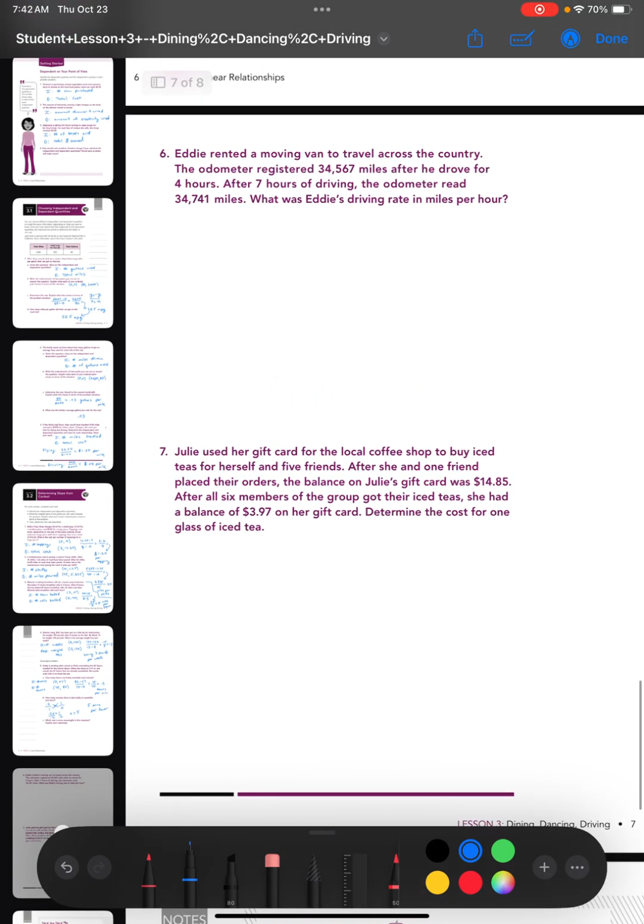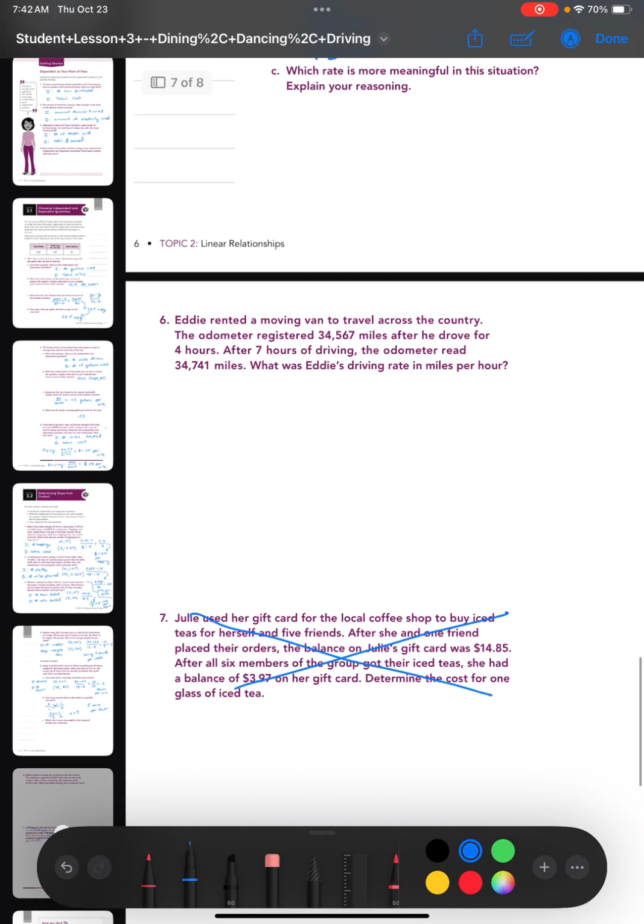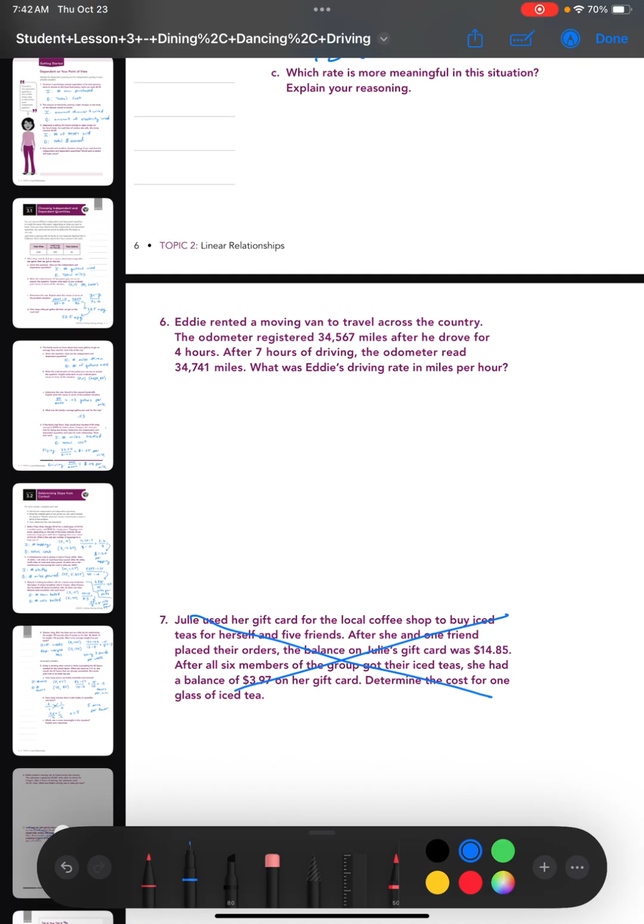All right, last one we're going to end with number 6 in this lesson. Let's get past number 7. So Eddie rented a moving van to travel across the country. The odometer registered 34,567 miles after he drove for 4 hours. And after 7 hours of driving, the odometer read 34,741 miles. What is Eddie's driving rate in miles per hour?